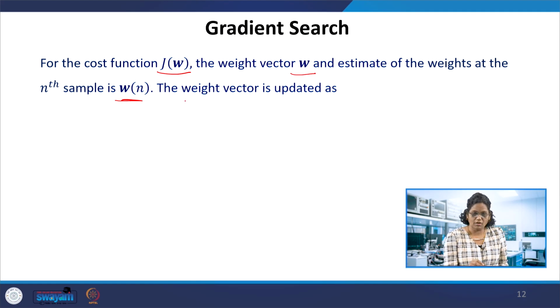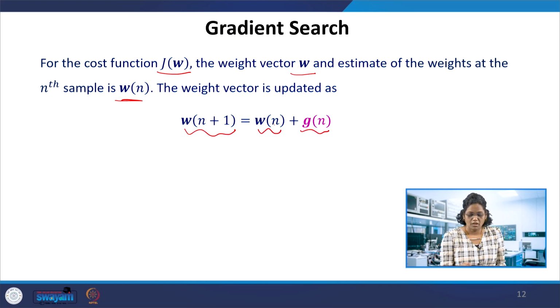Now you can see that W is now a function of n. So how do we update this vector W? In the previous case, in the Wiener filter, we did not update that vector. So how do we update the weight vector here? W of n plus 1 equals W of n plus G of n. W of n is at the nth iteration, the present, and for the next iteration this weight vector needs to be updated.